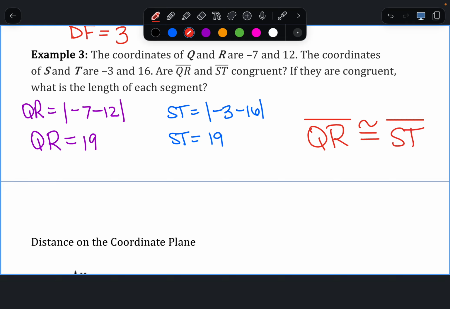So again, I'm going to emphasize when we're talking about the measure of a segment, there's no segment hat. When we're talking about the segments without the numeric values, we put the hat on there.